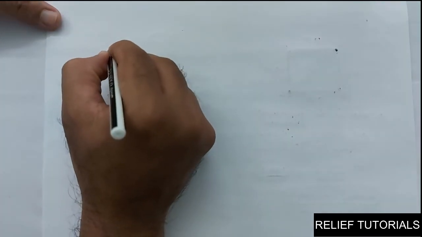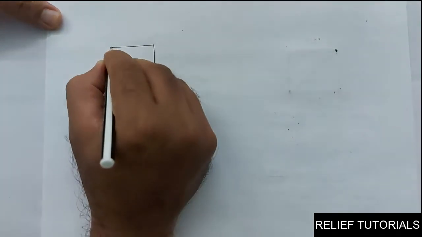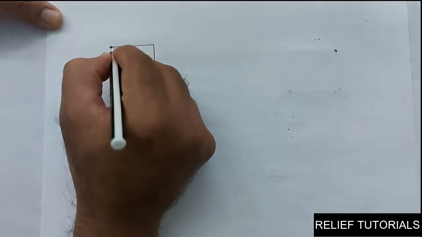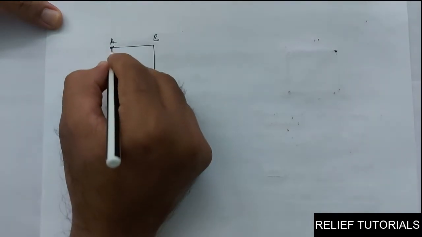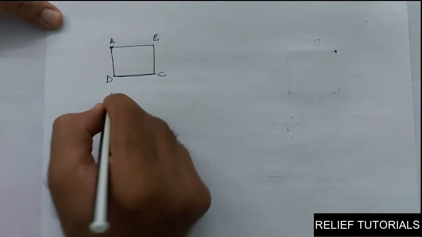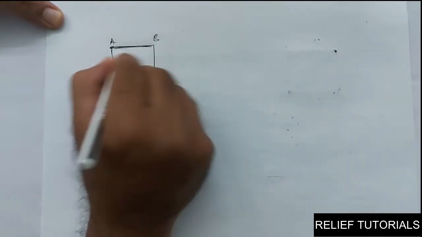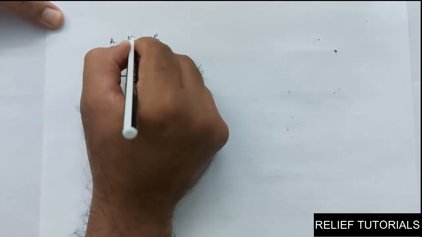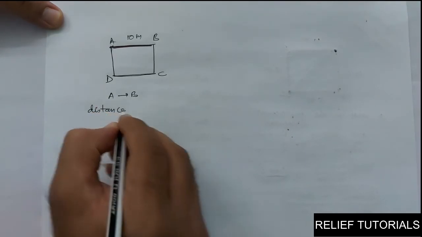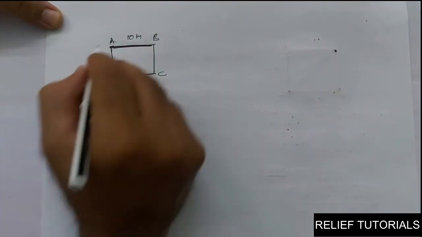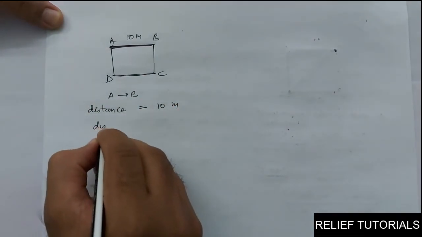Consider, here is a square field. This is point A, point B, point C and point D. One person is going from point A to B. This is the journey only. Length of this is 10 meter. Then what is the distance traveled? Distance is the length of the path, and that is 10 meter.